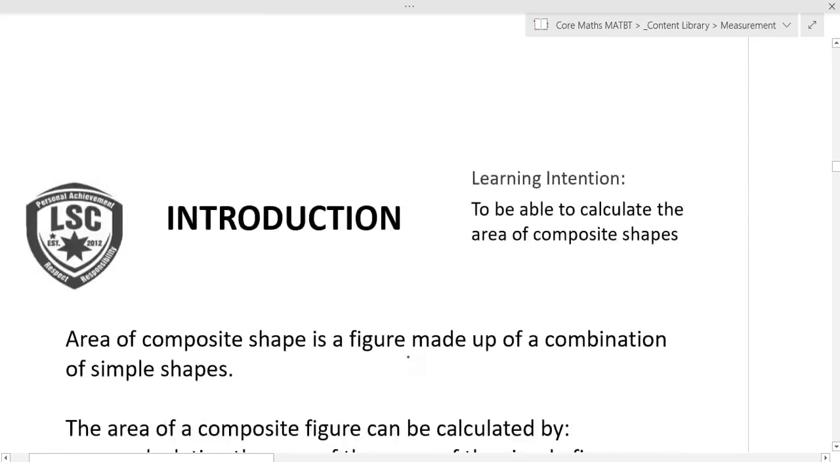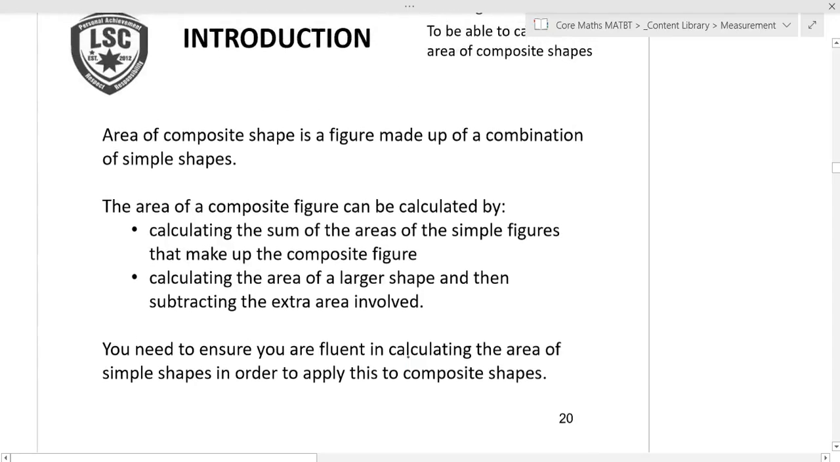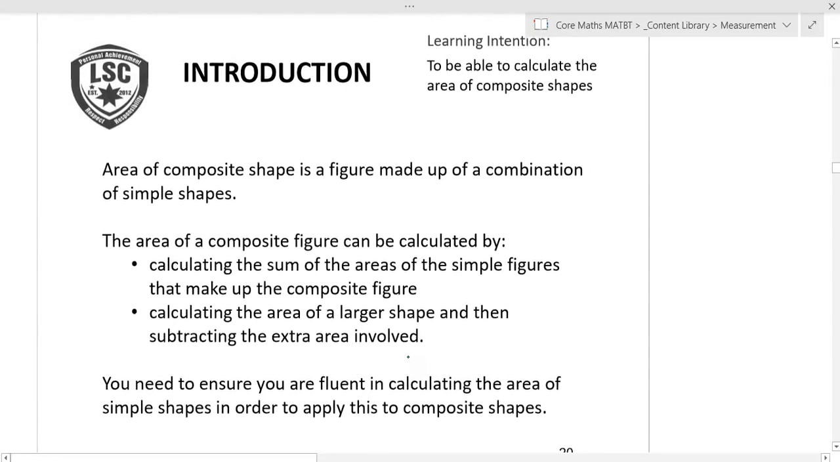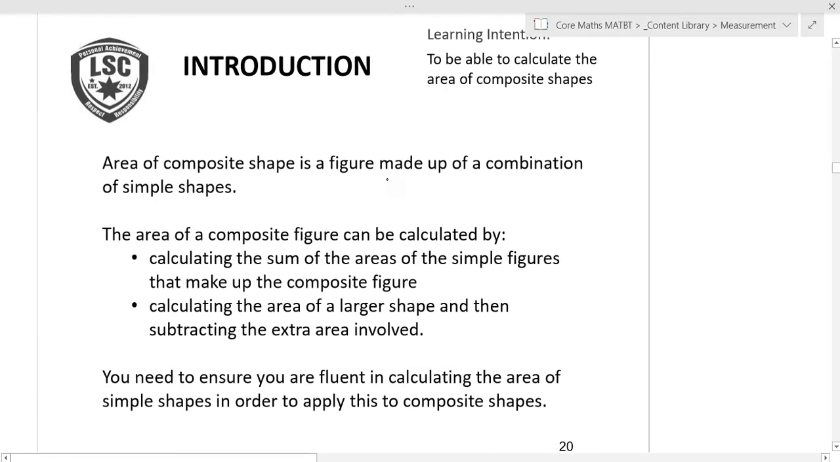All right. Let's go to page 20. Slide 20. Let's go to slide 20. All right, so let's get into it.